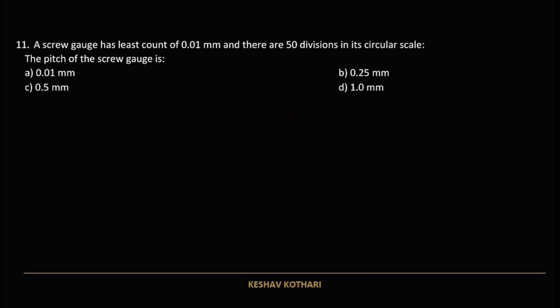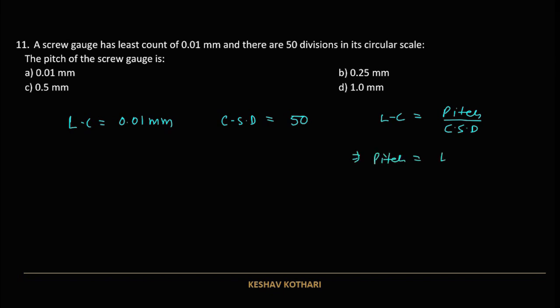So we are dealing with problem number 11. A screw gauge has a least count value equal to 0.01 millimeter, and there are 50 divisions. So I am writing the total number of circular scale divisions is equal to 50. We are asked the pitch of the screw gauge. So the formulation is least count is equal to pitch by circular scale divisions. So from here if we calculate the value of pitch, then it is equal to least count into circular scale divisions. And if we do this, it is equal to 0.01 into 50.